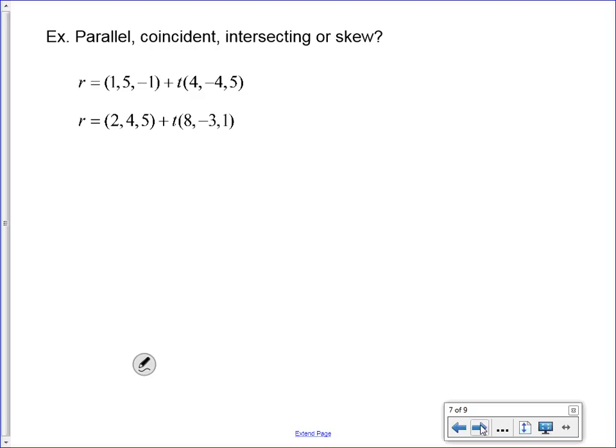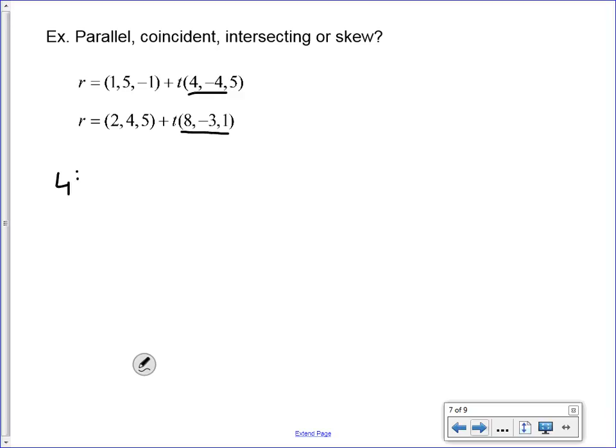So here's an example. Parallel, coincident, intersecting, or skew. First thing to check is their direction vectors. Are they scalar multiples of each other? We can see here clearly they are not. So these lines are not parallel. They're clearly not the same line. They don't even go the same direction. So we're really checking here to see if they're intersecting or skew.